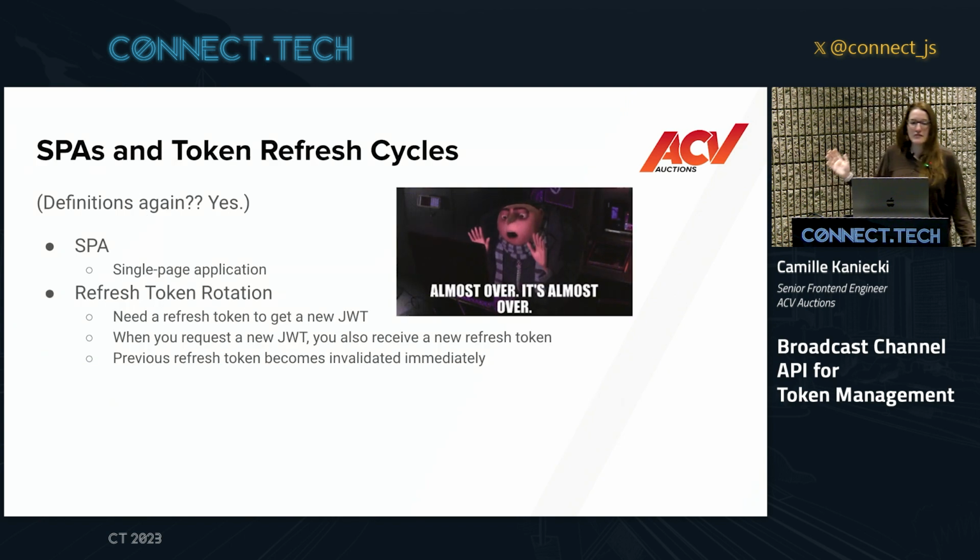Okay, we're almost done. Everybody knows what an SPA is. We're in the advanced JavaScript room, but we're just going to call it a single page application. And the very basics of token refresh is that you need a refresh token to get a new JWT. Remember, we established that the JWT is going to expire very frequently, roughly every 15 minutes, and in order to get a new one, we're going to need to pass along the old refresh token to get one.